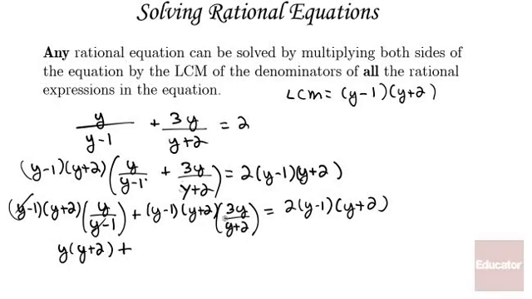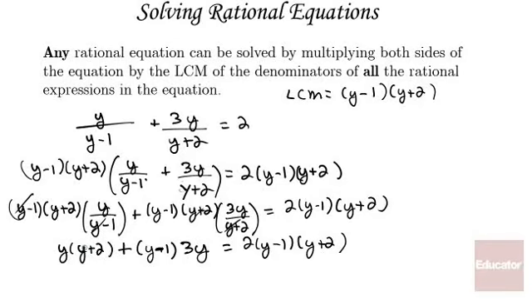Okay, over here I have y plus 2 as a factor that can be canceled out. This is y minus 1 times 3y equals 2 times y minus 1 times y plus 2.